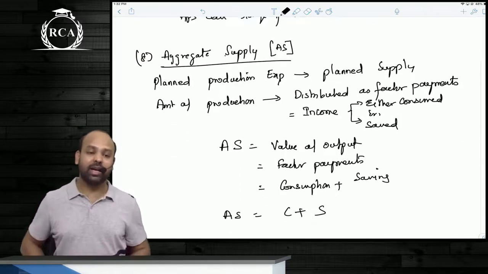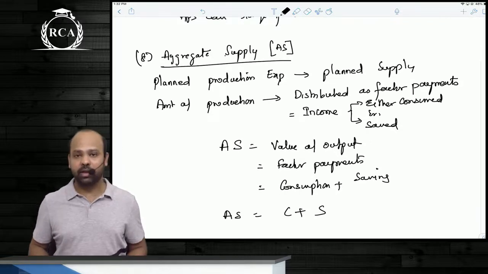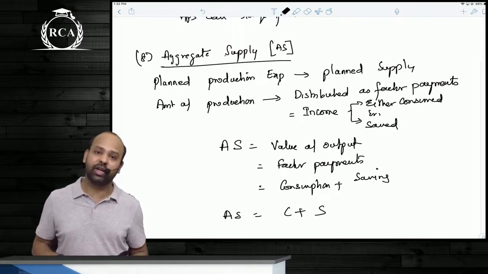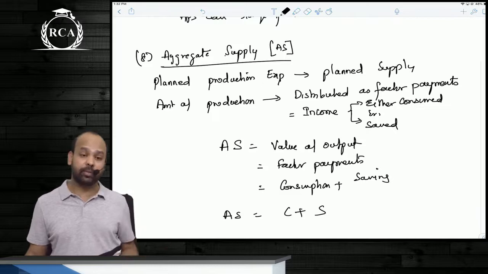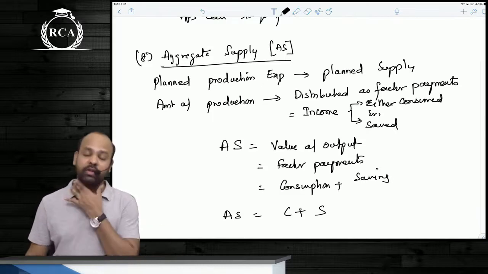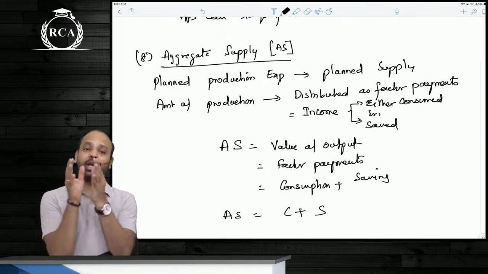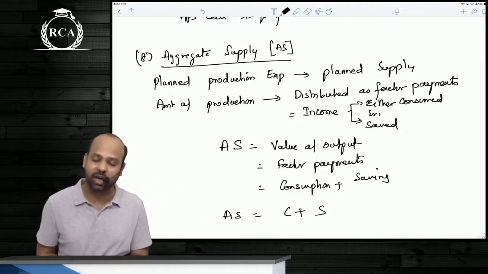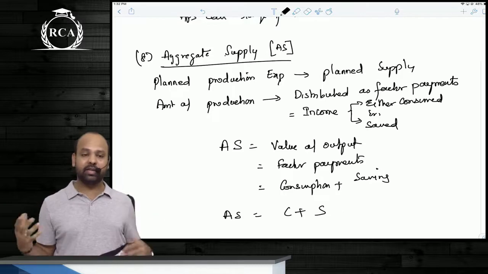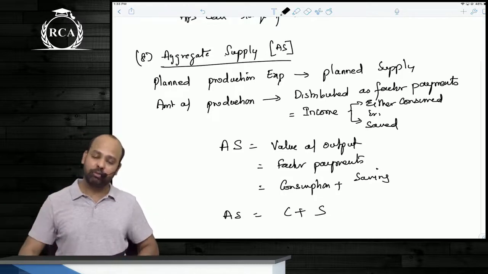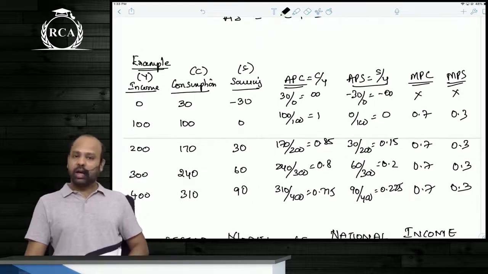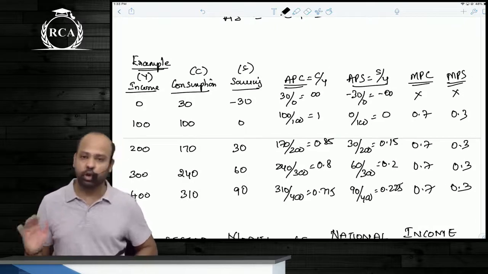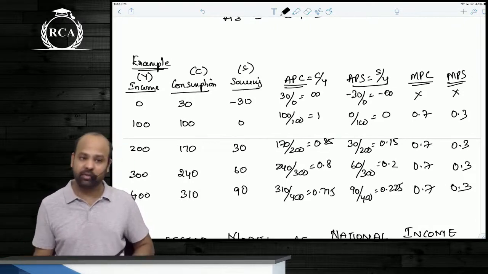And then aggregate supply is nothing but the total planned supply. Whatever the firms are manufacturing will in turn result in factor payments to the household sectors. So we can say that the total planned supply will be equal to the incomes of the households. That is why it is consumption plus savings. So aggregate supply is the amount of national income, that is consumption plus savings. Understood, sir? I gave an example to compute MPC, MPS, APC, APS.